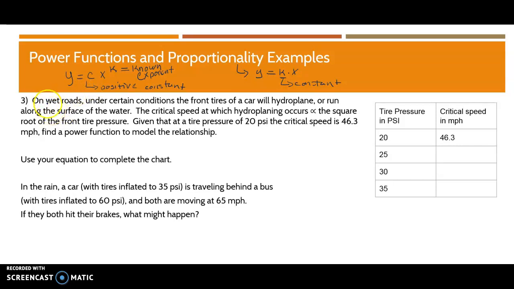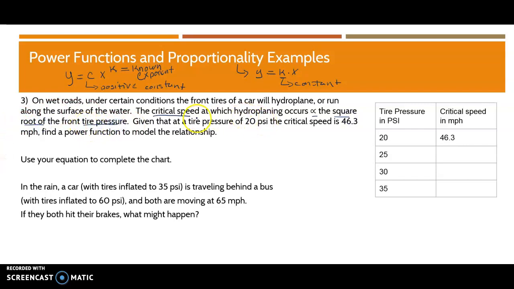So we'll start reading our example. On wet roads, under certain conditions, the front tires of a car will hydroplane or run along the surface of the water. The critical speed at which hydroplaning occurs is proportional to, and that's the symbol right here for directly proportional, the square root of the front tire pressure. So let's stop there and look at what we've got. We have a critical speed that is proportional to the square root of the tire pressure.